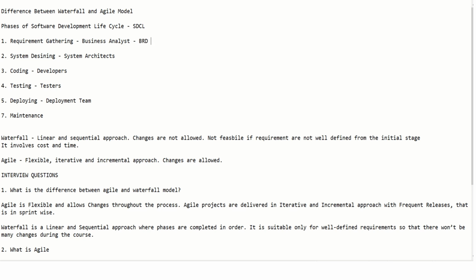Hello friends. So today I'm going to explain to you the difference between waterfall and agile model. Before going to that, let me explain what the software development life cycle is.